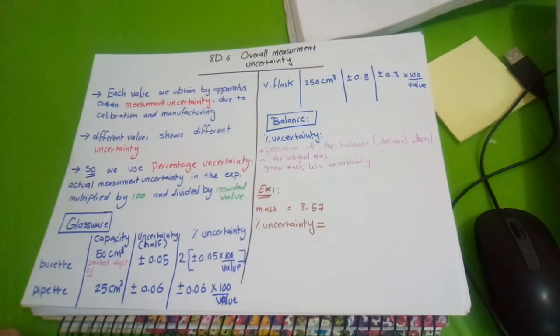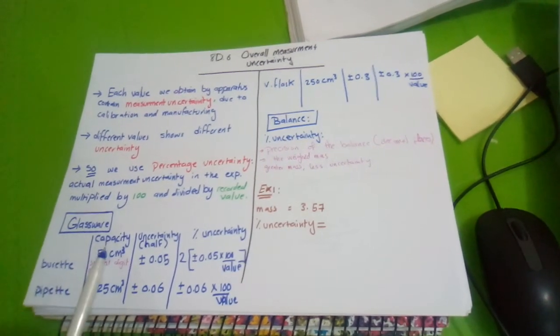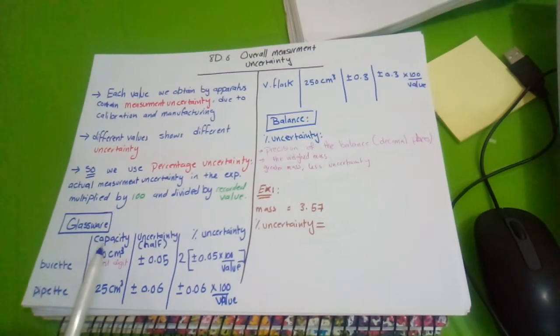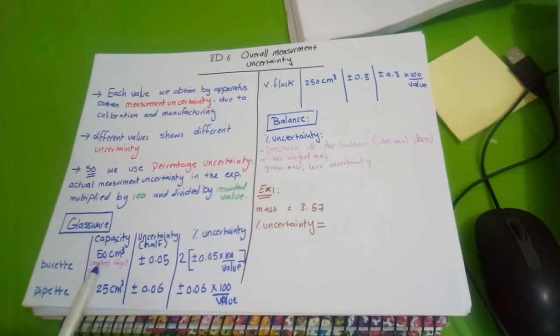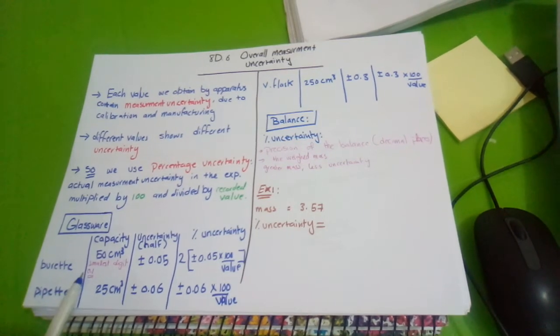So what are the tools or apparatus we use in the lab, and those tools will give us uncertainties in their values. Let's start with glassware. In glassware we will see the burette. In general, the capacity of a typical burette in the lab is 50 centimeter cubed. The smallest digit you can read from the burette is up to 1 decimal place, so the decimal place here is 0.1. It means we can read up to 1 decimal place from the burette.